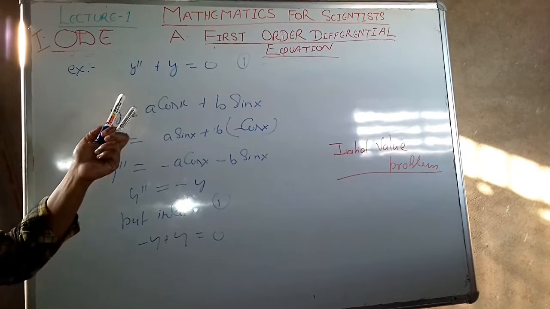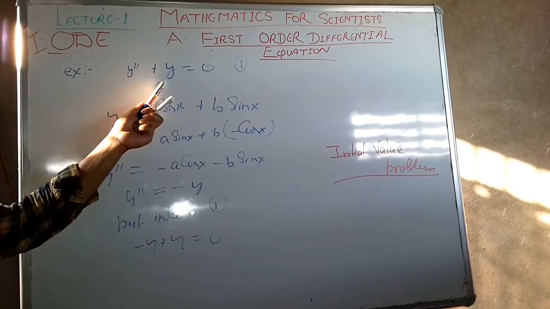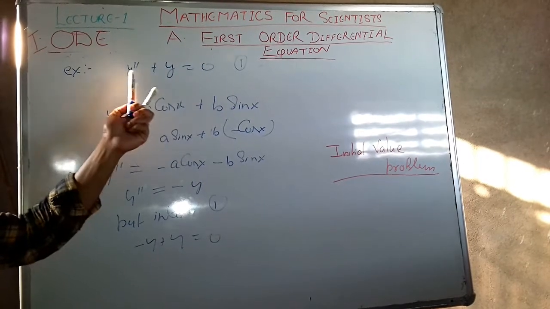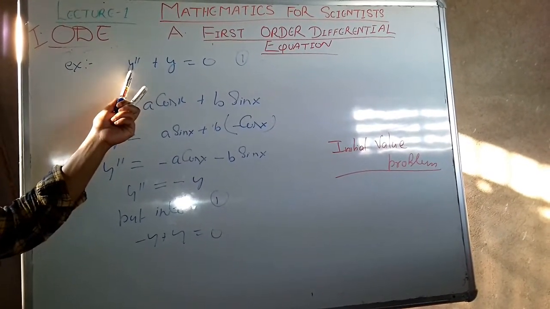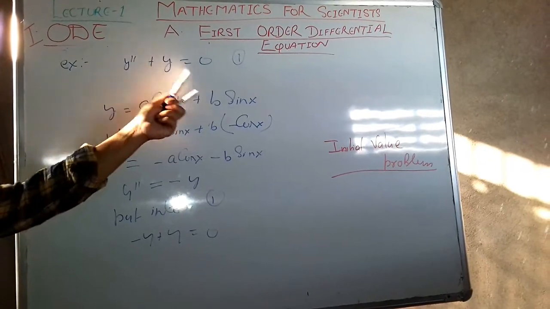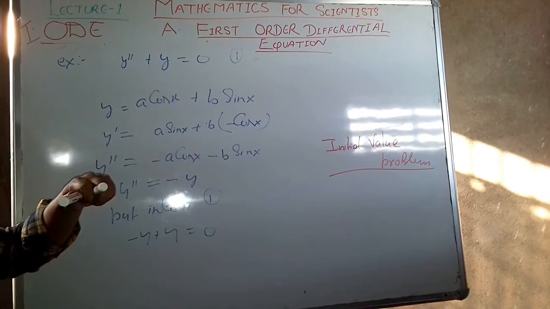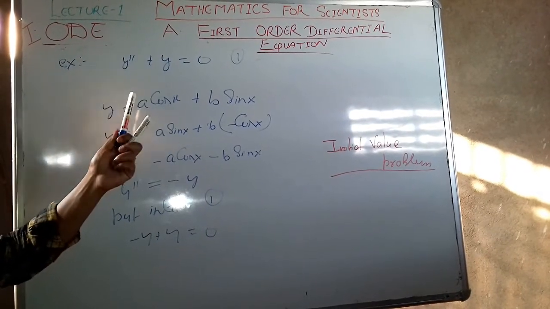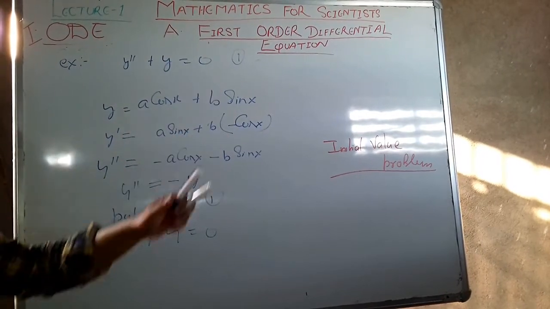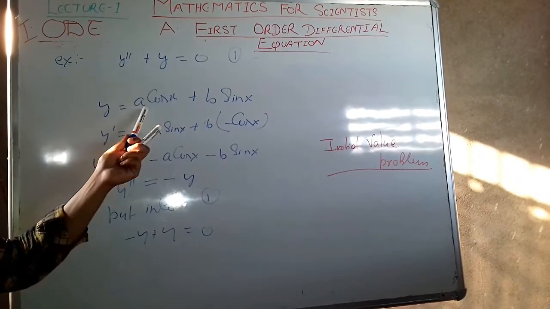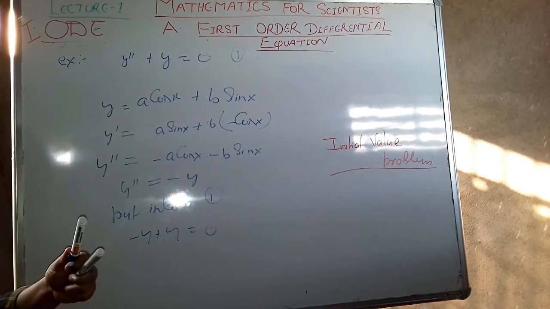Now there is another ordinary differential equation, y double dash plus y equal to 0. It means the second derivative of y with respect to x plus y equal to 0. This is the given ordinary differential equation, and it has the solution y equal to a cos x plus b sin x. We have to verify whether this is the solution for this differential equation.